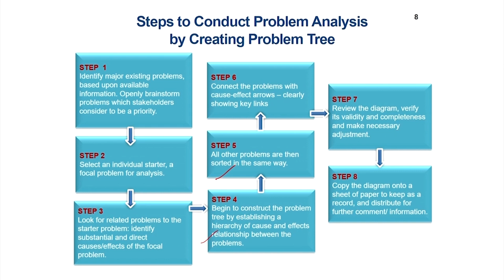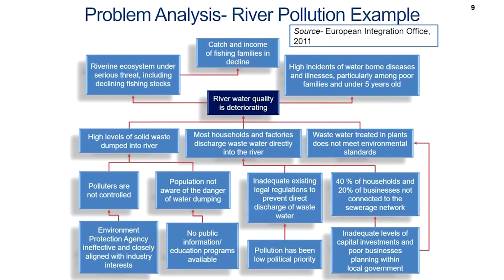And in step 8, we copy the diagram onto a sheet of paper to keep as a record and distribute for further comment and information. So, these are the general steps that need to be carried out for creating a problem tree. In the case of the river water pollution that we just saw, the problem tree may look something like this.